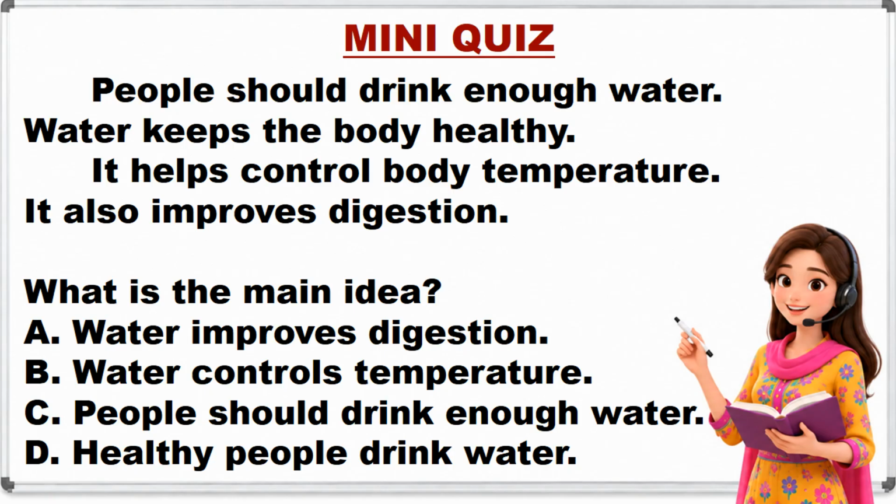Question 4. People should drink enough water. Water keeps the body healthy. It helps control body temperature. It also improves digestion. What is the main idea? A. Water improves digestion. B. Water controls temperature. C. People should drink enough water. D. Healthy people drink water. Answer, C. Explanation: The other sentences give reasons why drinking enough water is important.